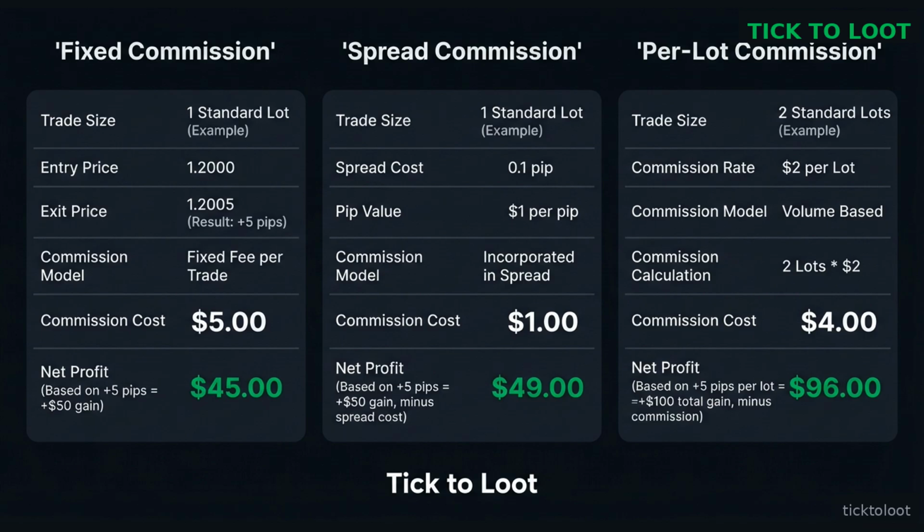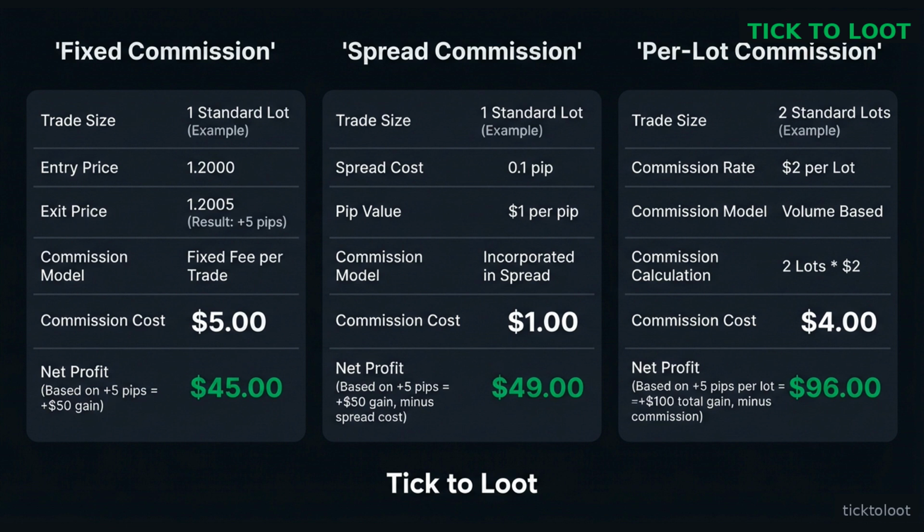In Forex, a broker might charge a fixed $5 per trade, whether you buy 1 micro lot or a full standard lot. The second model is a spread commission. A spread is the tiny difference between the price a broker will sell you (ask) and the price they will buy from you (bid). It's like a store marking up the price of a product.